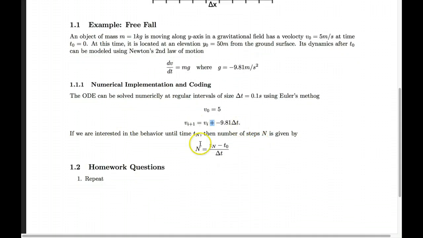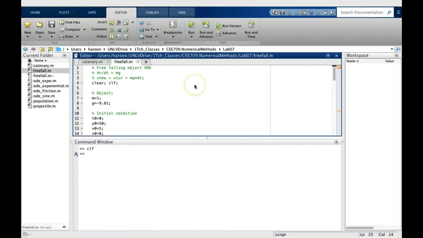And so if we are trying to implement this into the future up to Tn seconds, then the number of steps, which is capital N, can be computed by just looking at the overall time interval divided by delta t, and that will give us the number of steps. So let's implement this for the freely falling object.